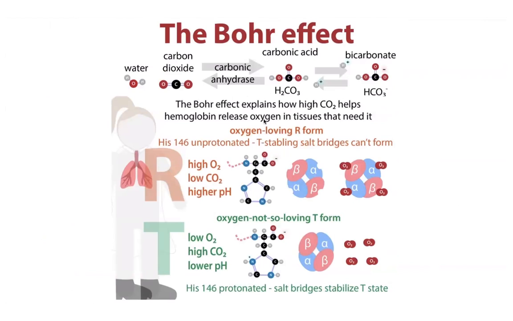And the significance of this is, remember, that when we have that lower pH, there are more protons available. If there are more protons available, then our histidine is going to be protonated. If our histidine is protonated, then it can form those salt bridges that stabilize the T state, and this is going to then promote the offloading of oxygen.